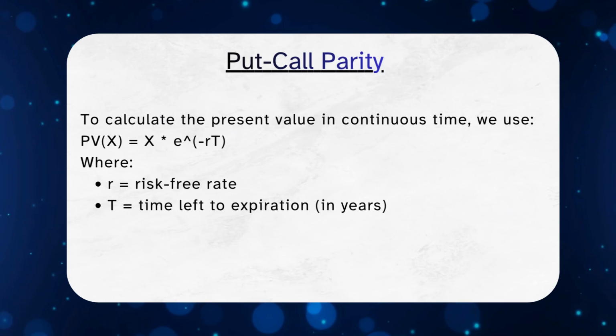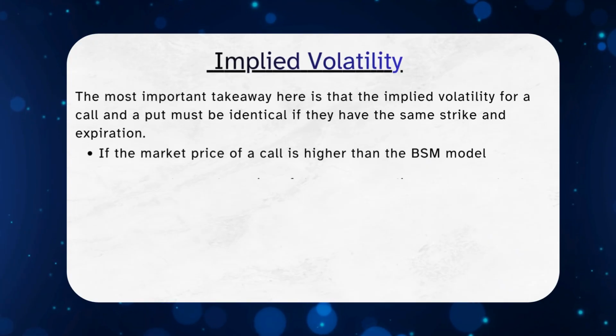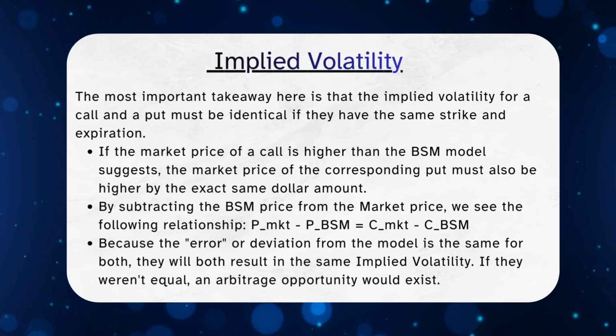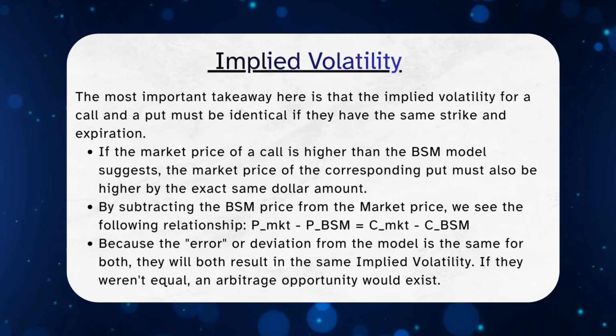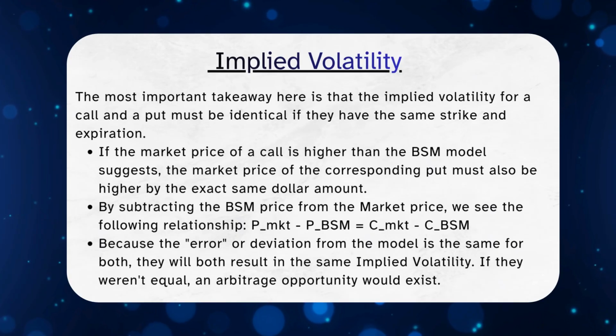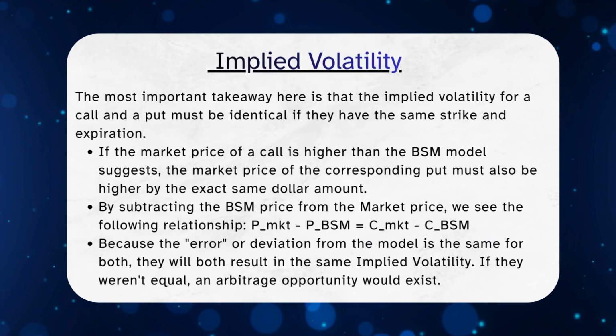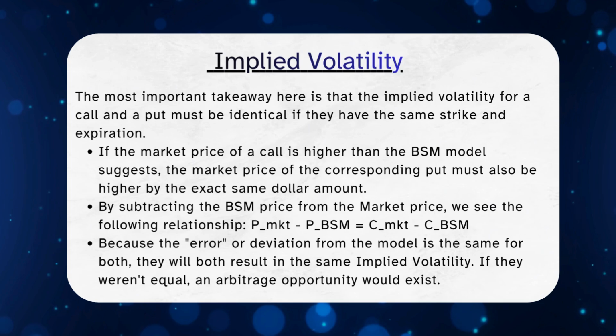Because this is a no-arbitrage rule, it must hold true regardless of whether the asset price distribution is lognormal or not. This brings us to a critical implication for implied volatility. If we rearrange the parity and look at the difference between market prices and BSM model prices, we find that any deviation in the call price must be matched by the exact same deviation in the put price. Because of this, the implied volatility for a call and a put must be identical for the same strike price and expiration. If they weren't equal, an arbitrage opportunity would exist.